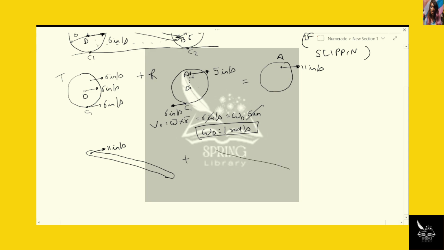Then let us consider this as translational velocity. And then for rotational velocity, since we know that in the net velocity, the velocity of A has to be 11, we can take point A to be fixed for the rotational part and consider a rotation about fixed A. So this is 11 inches per second.